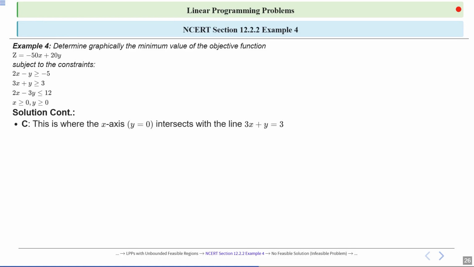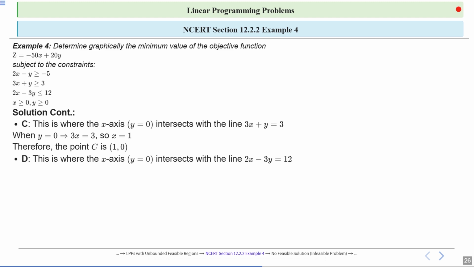Now find point C, where the line 3x plus y equals 3 crosses the x-axis. That means y equals 0 in this case. Remember that on the x-axis, the y coordinate is 0. So substitute y equals 0 into the equation: 3x plus 0 equals 3. From here we get the value of x. So 3x equals 3, so x equals 1. Therefore, the point C is (1, 0).